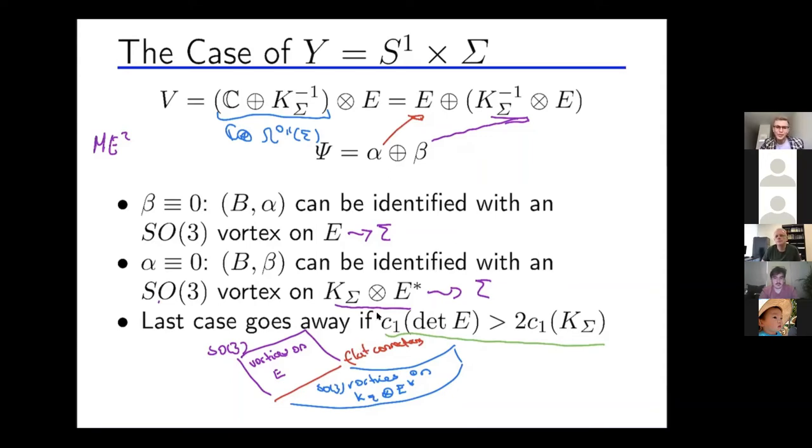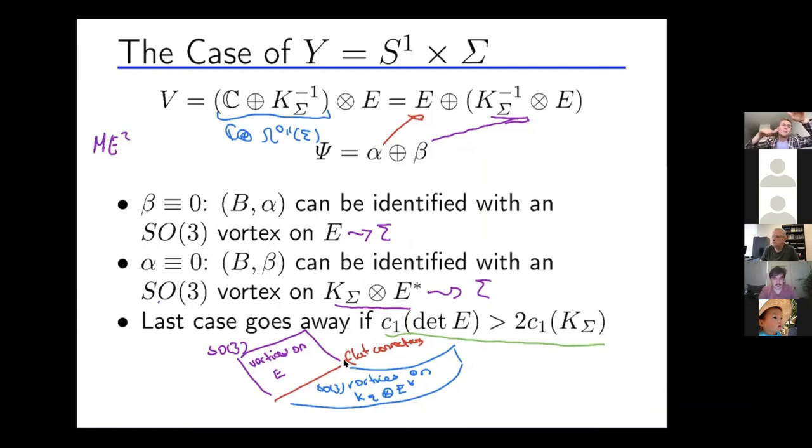If you assume that the degree is sufficiently large, which was the condition that I mentioned almost at the beginning of the talk, which you need if you want to make these moduli spaces smooth manifolds, at least at the flat connections, then these solutions always disappear. There are no solutions with alpha identically zero. You can look at it from the dimension formula. You have these two moduli spaces, but by making the degree of E larger, you're increasing the dimension of the moduli space of vortices on E. The other one involves E dual, so you're bringing down the dimension of the moduli space of SO3 vortices on K sigma times E dual.